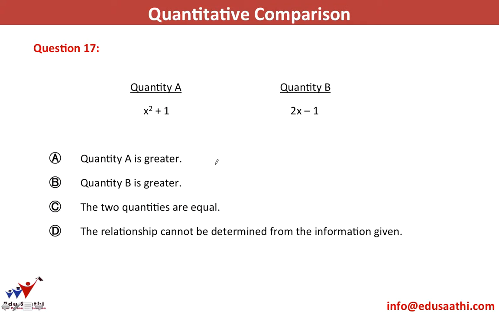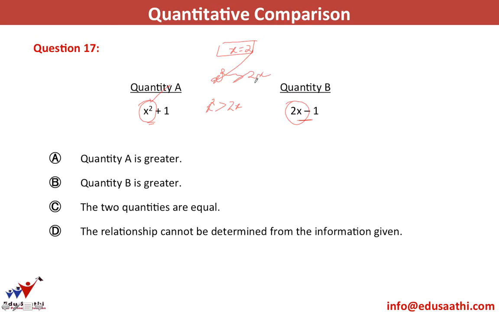17th question, x square plus 1 and 2x minus 1. Now, if I have a question of this type, I need not think too much, because squaring a number and multiplying it with 2, except for a case of 2, squaring would always be greater than doubling the number. So if you square a number, except for a case of 2, it will always be greater. So x square will always be greater than 2x.